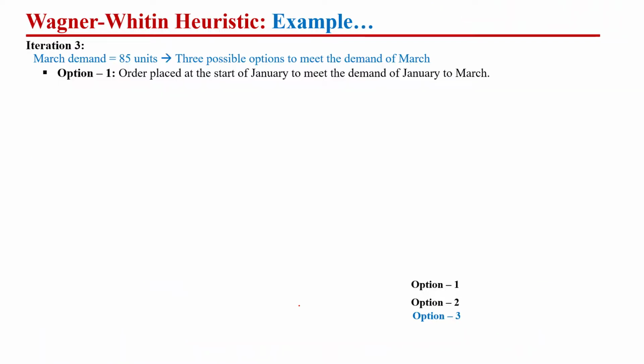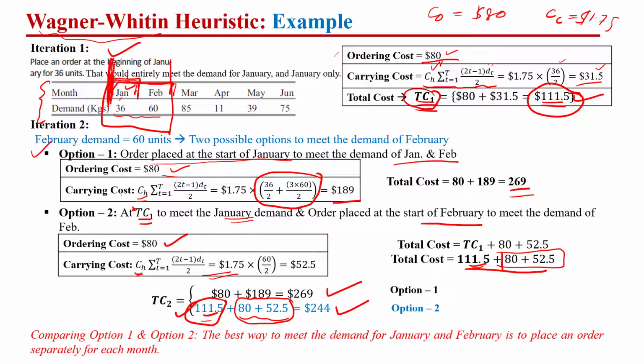Now we are performing iteration number three. So in iteration number three, we are considering the planning horizon up to 3, which means starting from January to March, right? So in order to meet this demand in iteration number three, we have three options, which means we need to check three options. The first one is, if we are going to place the order at the start of January, we should place the order equal to the sum of January, February, and March.